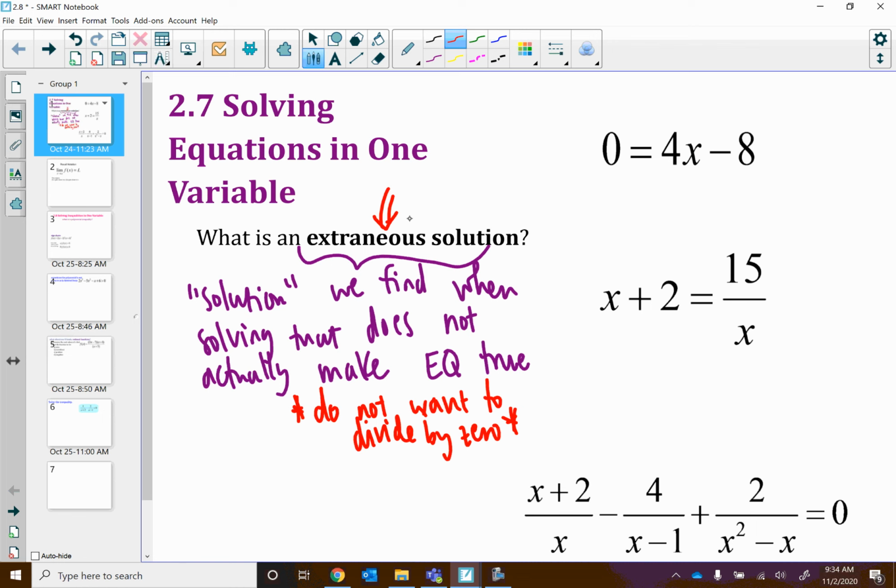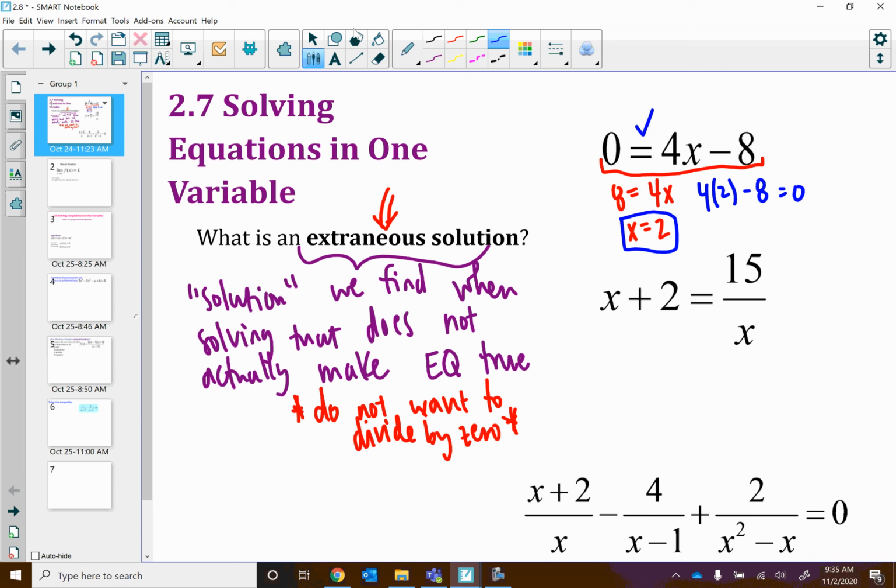The first one is very, very simple, almost too simple to even consider. 0 is equal to 4x minus 8. We add 8 to the other side, divide both sides by 4. X is equal to 2. Now this is the one and only solution. It's not extraneous. We can check our work by plugging it back in. 4 times 2 minus 8, 8 minus 8 is 0, and we are happy and good, as simple as can be.